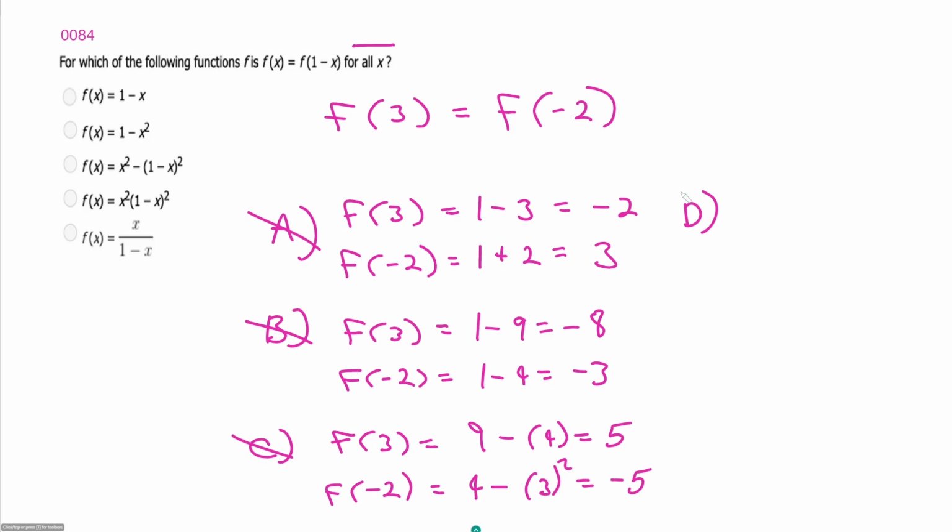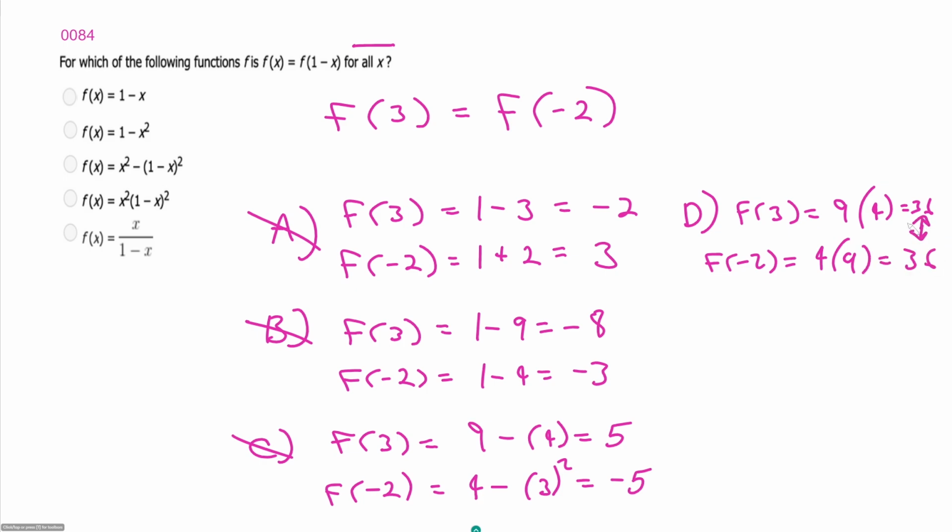For D, f of 3 would be 3 squared, which is 9, times 1 minus 3 squared. So that's negative 2 squared, which is 4. So 36. F of negative 2 would be negative 2 squared, which is 4, times 1 minus negative 2, which is 1 plus 2, which is 3 squared, so 9. So 4 times 9 is 36. Here we got a match.